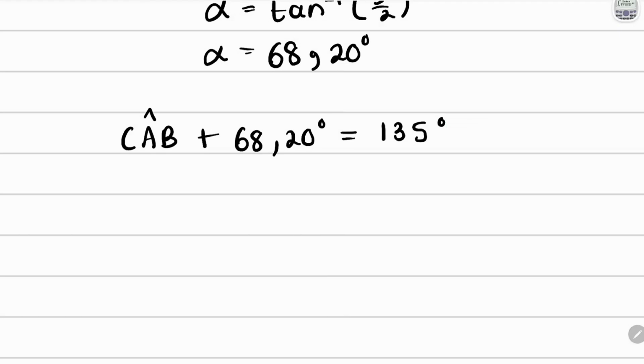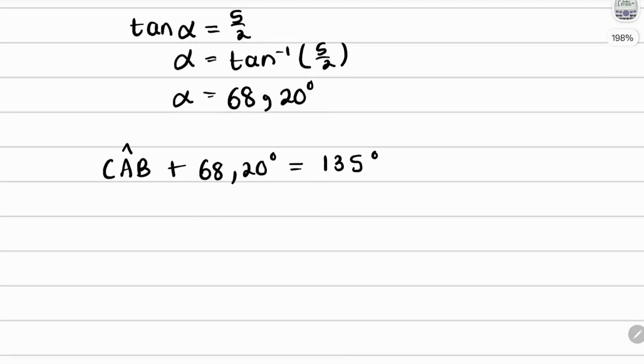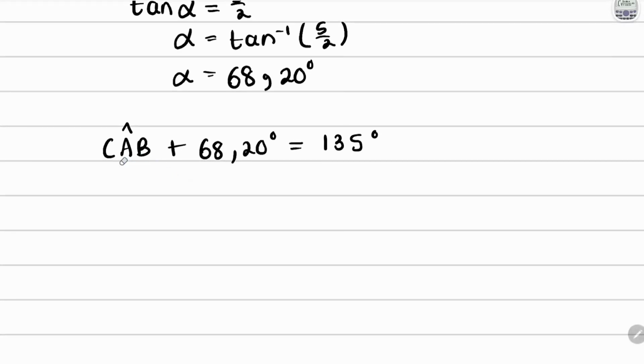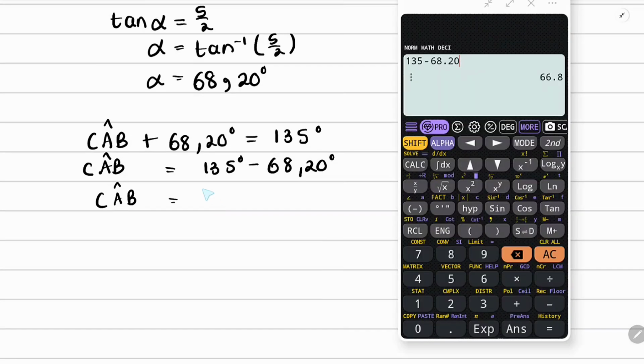You don't really need reasons. You can if you want, but that's really just because this is not Euclidean geometry. They don't really ask for reasons. Then let's go ahead and solve for CAB. So that's 135 degrees minus 68.20 degrees. And that would just be our answer there. So the answer we get is 66.8. So that is our final answer in this question.